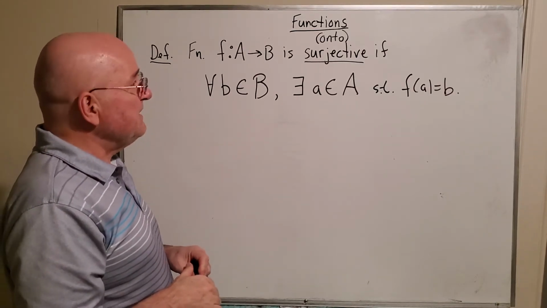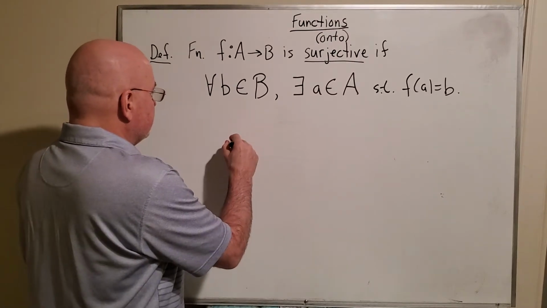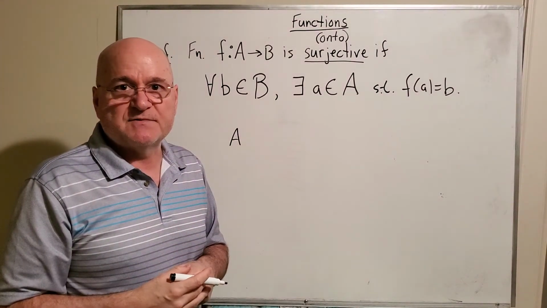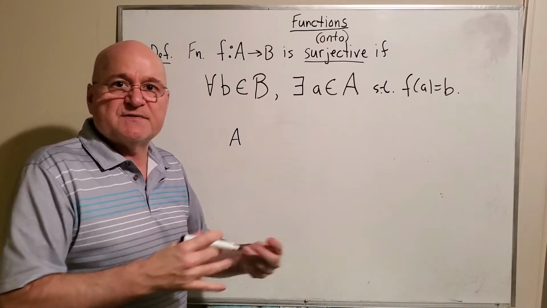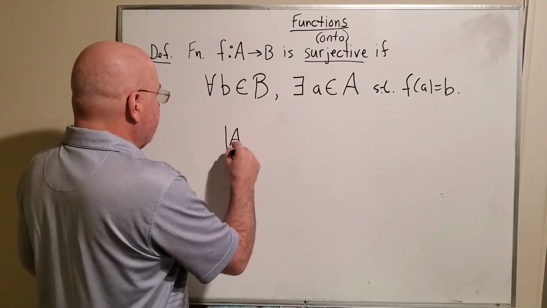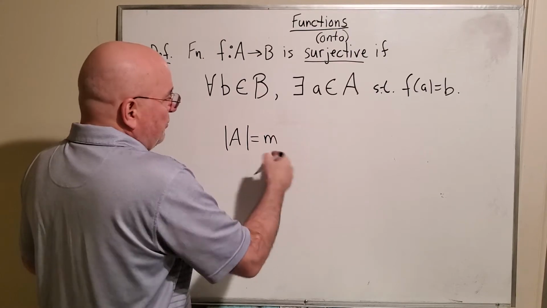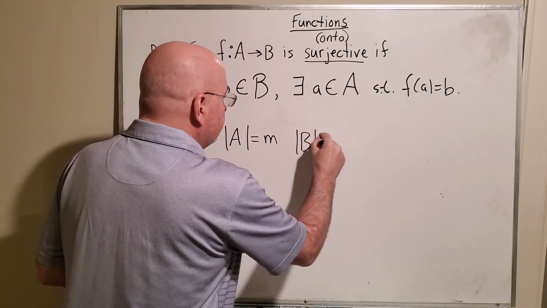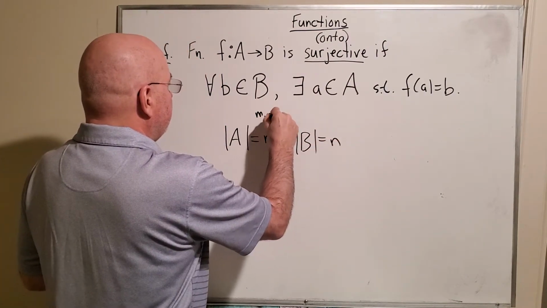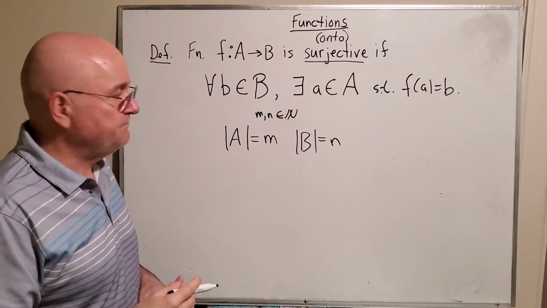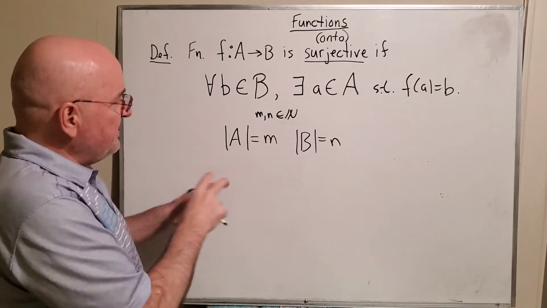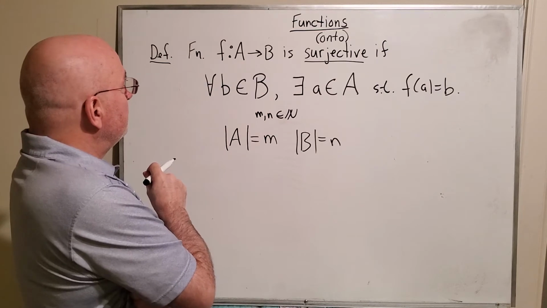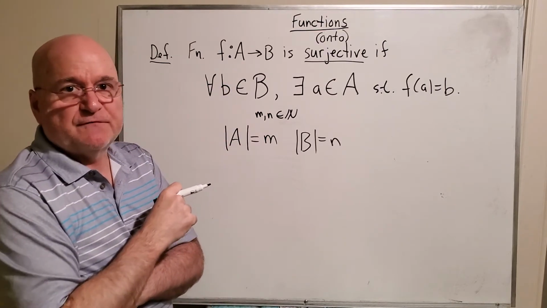Now, let's suppose that A and B are finite. In other words, they only have a finite number of elements in them. So it's not like one is the set of integers and one is the set of real numbers. Let's say that the number of elements in A is equal to m. M is just a natural number. And the number of elements in B is equal to n. M and n are both positive integers, natural numbers. Can we say anything about A and B if f is a surjective function?